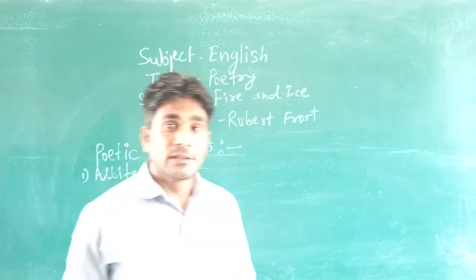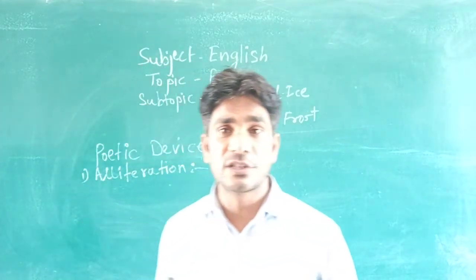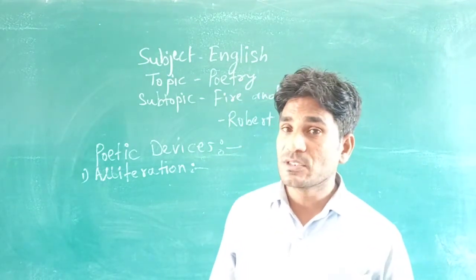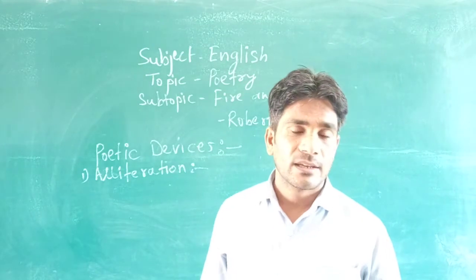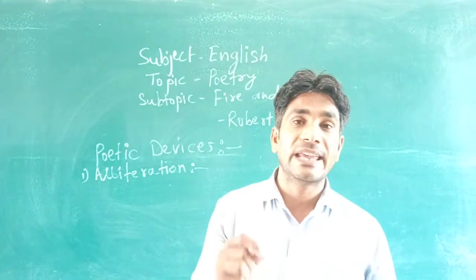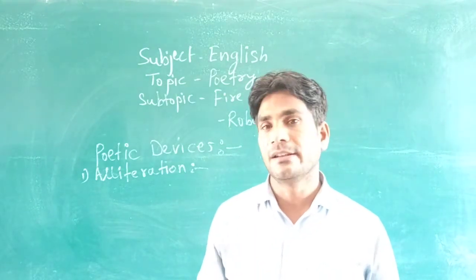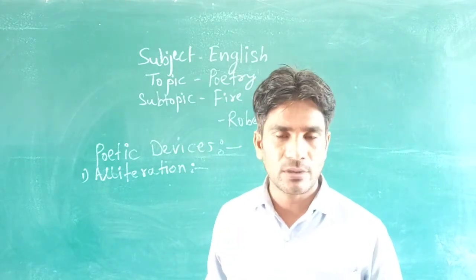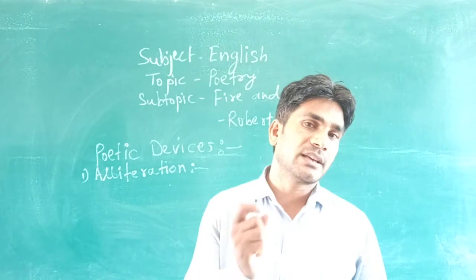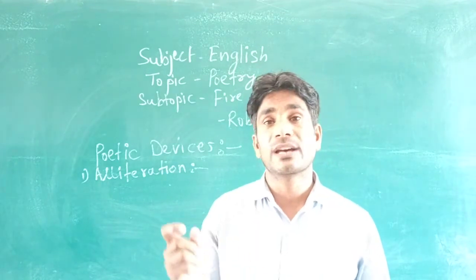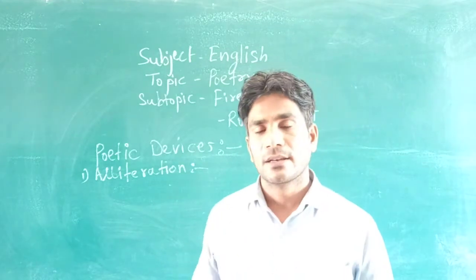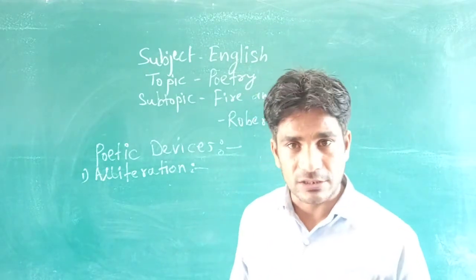Alliteration, the figure of speech, is used here in this poem. Okay, so alliteration means what? As we have seen already, it is the repetition of the initial sound of a word in two or more words in the same line. किसी भी शब्द के इनिशियल साउंड को जब दो या दो से ज़्यादा शब्द में रिपीट किया जाता है उसी लाइन में, so it is called alliteration.